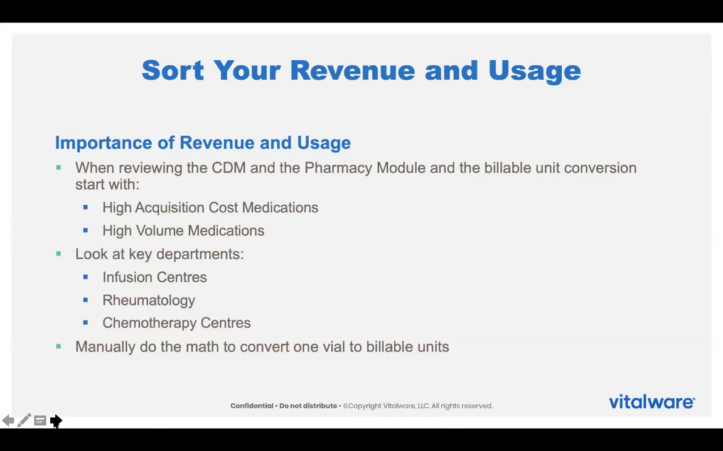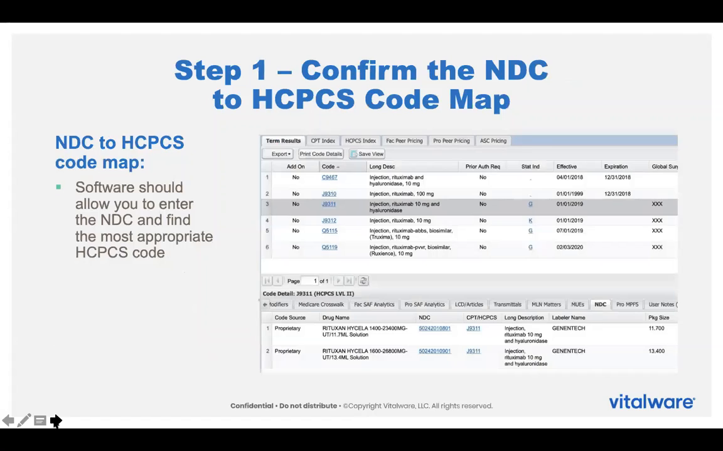You look at your high acquisition cost medications, your high volume medications. Look at departments where you know there are going to be issues: infusion centers, rheumatology, chemotherapy. Manually do the math and convert a vial to a billable unit and see what's happening. A lot of times they will send over a drug that's been pre-made to a cancer center, and the patient can't receive it that day. And where's the credit? So that's the other thing I see.